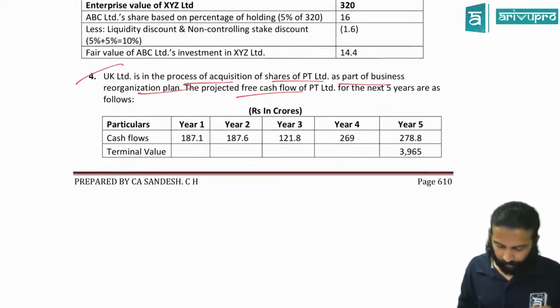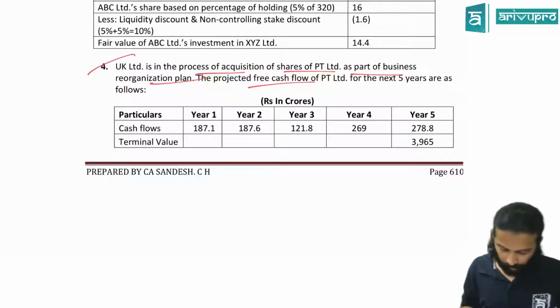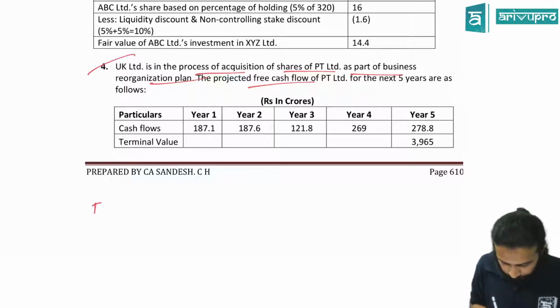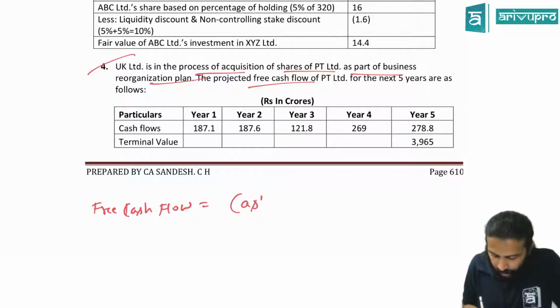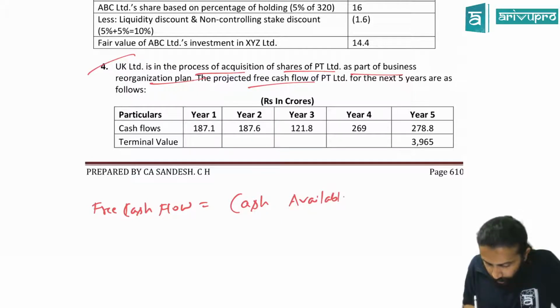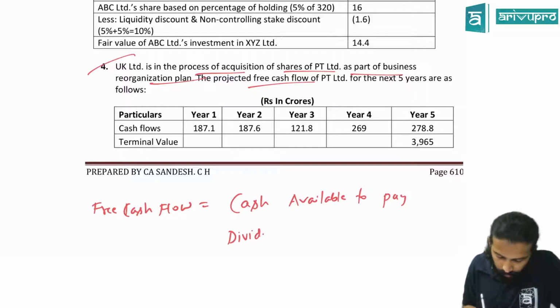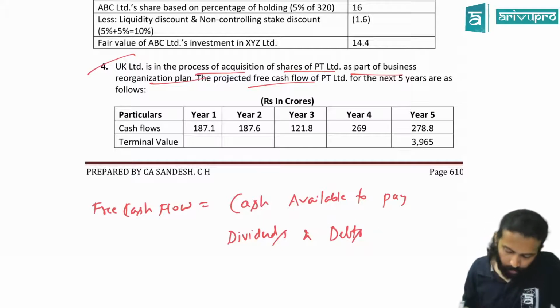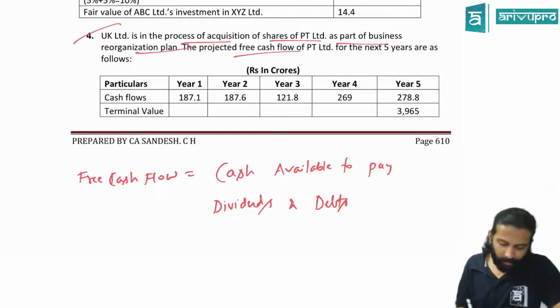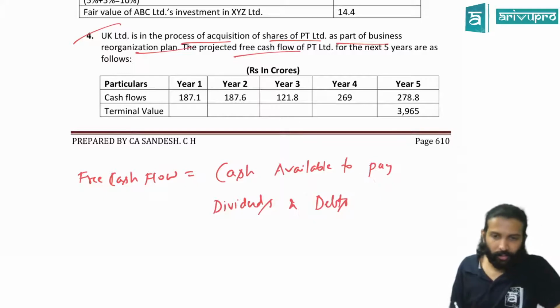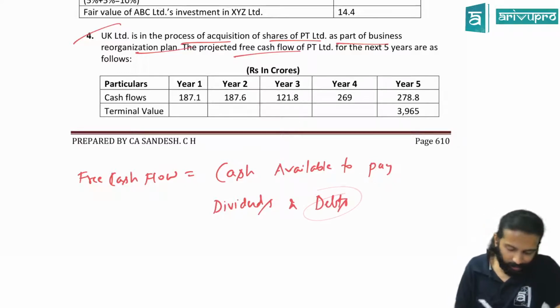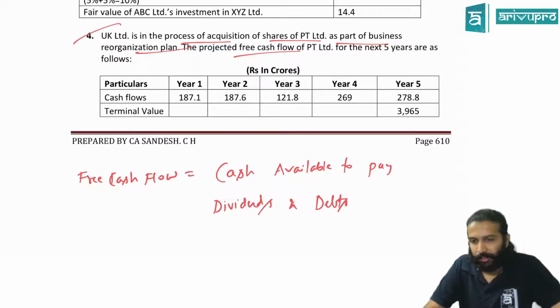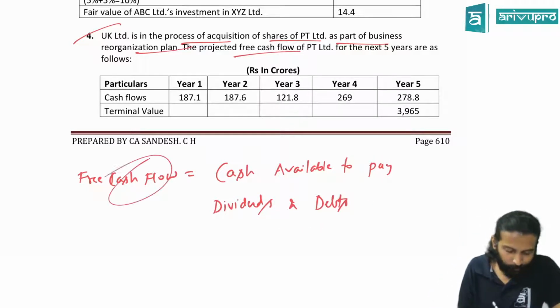Okay, write down. Free cash flow is equal to cash available to pay dividend and debts. All adjustments are done, but dividend related adjustment and debt related adjustment are not yet done. That is what we refer to as free cash flow.